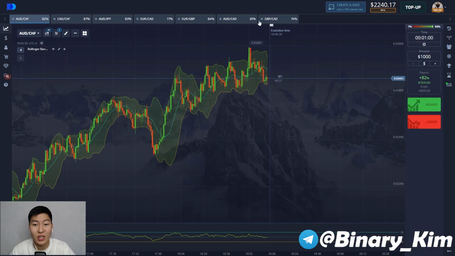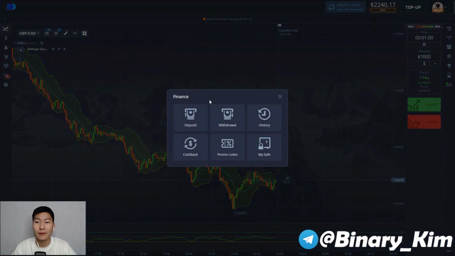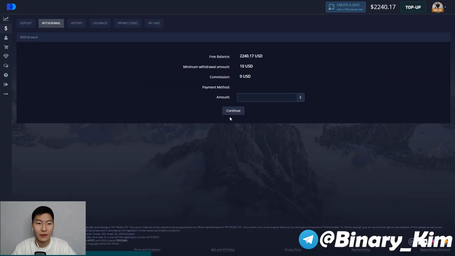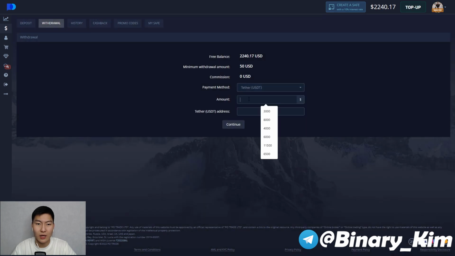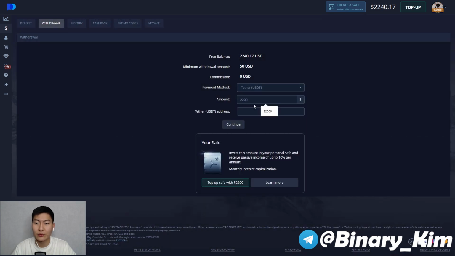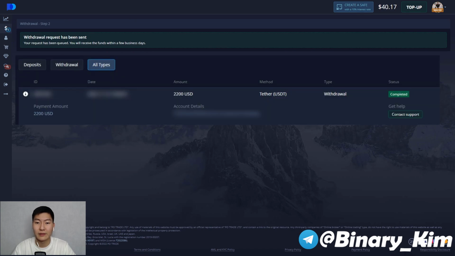I'm happy with such outcome, considering the fact that we started from $40. Let's withdraw the money. Let it be $2,200. Press the continue button. So transaction is being processed. I'll touch the screen as usual. That's what we've managed to reach today by using these indicators.